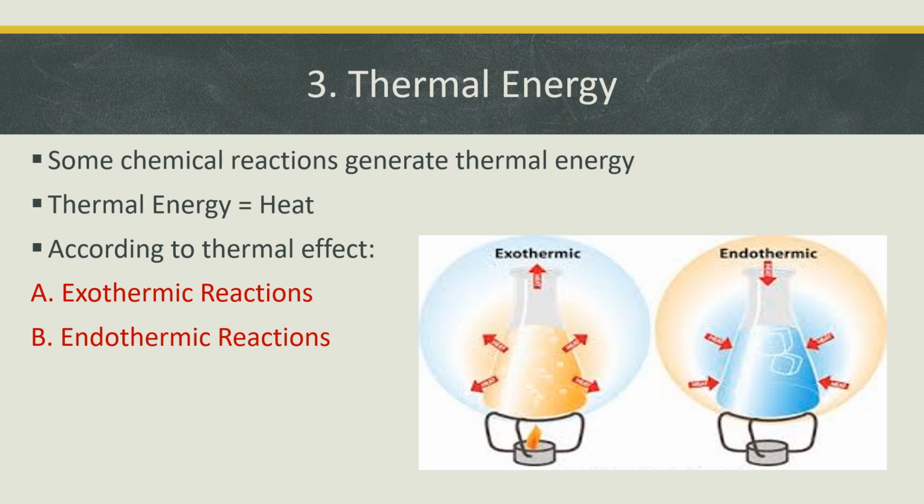The third type of energy from a chemical reaction is called thermal energy. Now, thermal means heat, so this is energy related to producing or using heat. So according to thermal effect, we have two types of reactions, the exothermic reaction and the endothermic reaction.